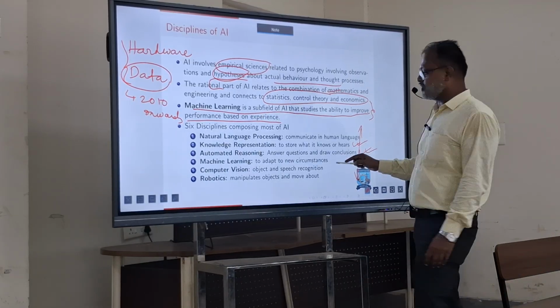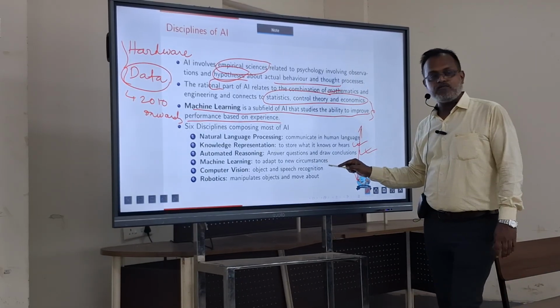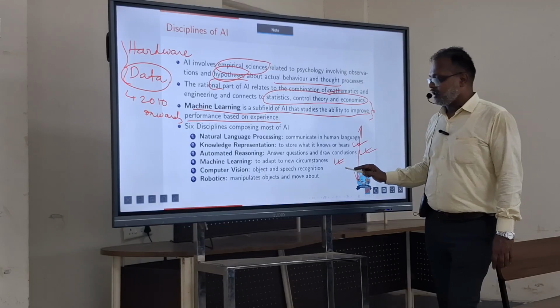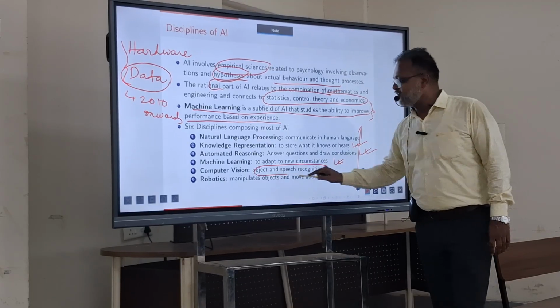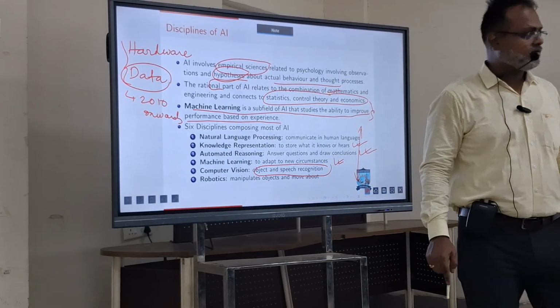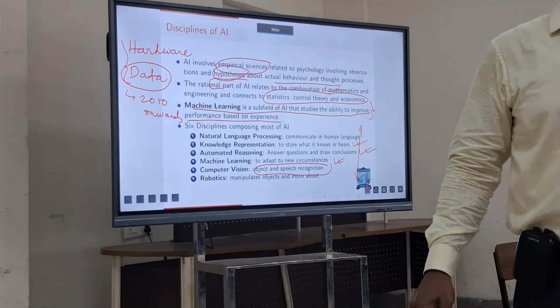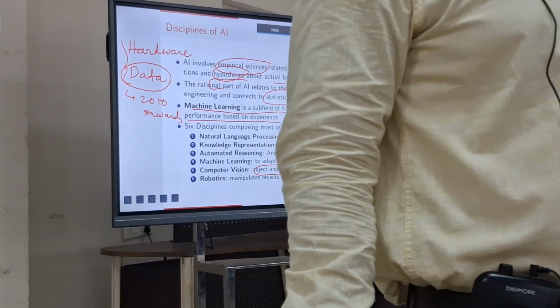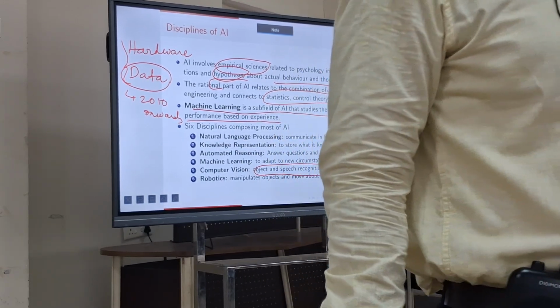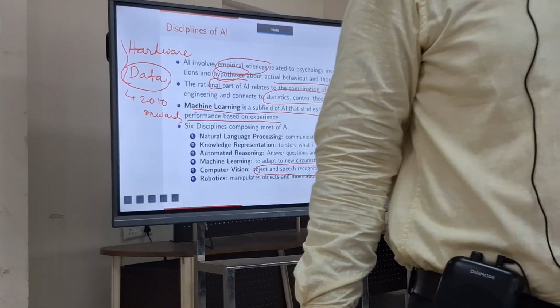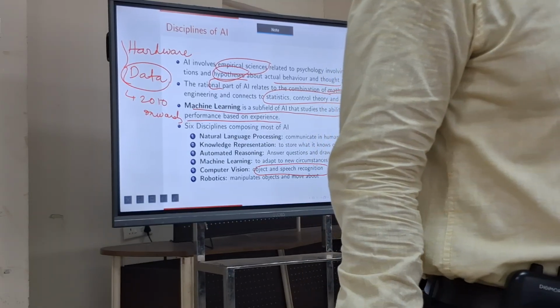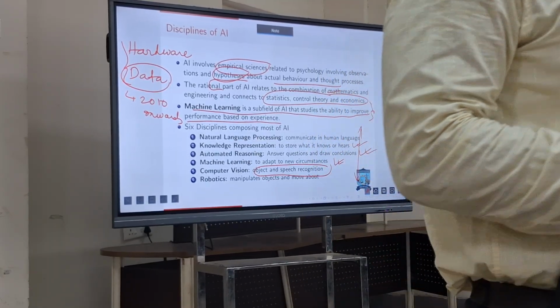So next is machine learning. Of course, this is our module 3 and 4. Next, computer vision, object and speech recognition. We are also living it, right? Computer vision. We are seeing these traffic AI cameras that are simply capturing the number plates and getting the data from there and issuing challans to them. And this is also helping human beings.